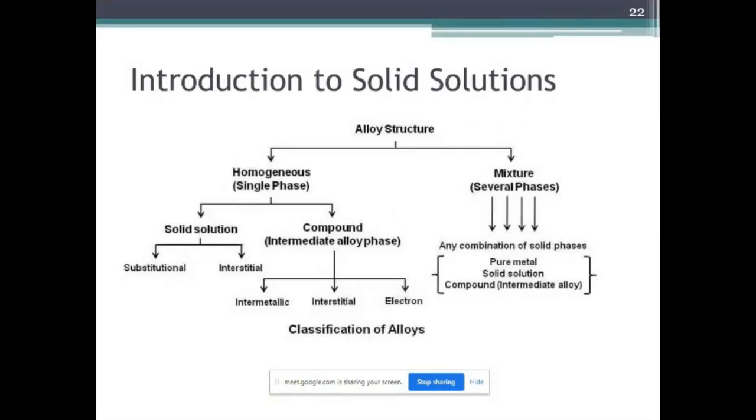Or three solutions, or two or three phases, or two or three elements into a single mixture. Okay, a single mixture, and the output of it will be an alloy. Okay, the output of it will be an alloy. So here, if you see, in alloy structure there are two types.